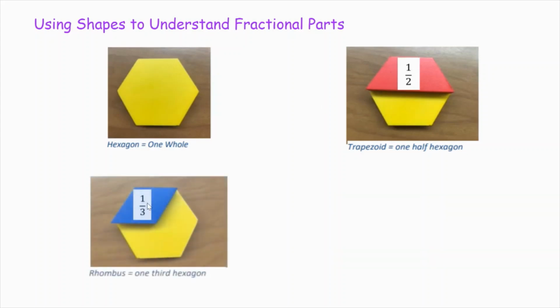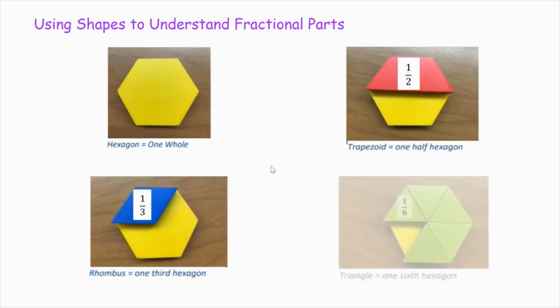In the next example, it shows a rhombus. The rhombus fills 1/3 of the hexagon. Therefore, it is 1/3, the unit fraction, because it's one part of 3 parts total. In this trapezoid, we're using triangles to fill the fractional part, and one triangle is 1/6 of the hexagon.